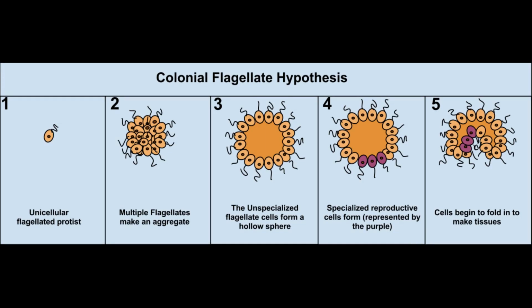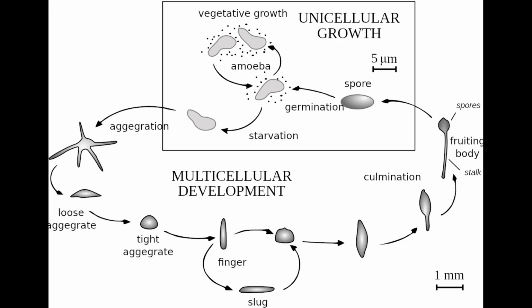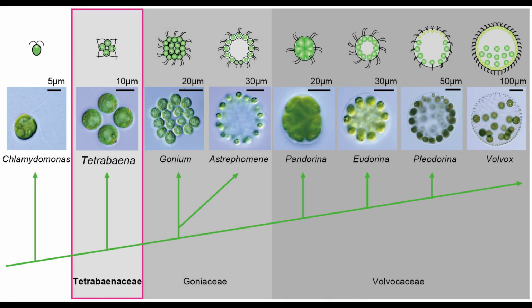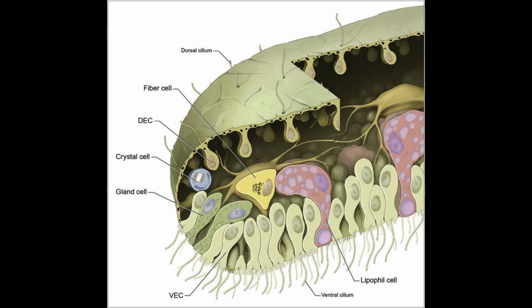The colonial theory, the idea that multicellular life evolved from groups of single-celled flagellates coming together. Dictyostelium discoideum, a unique amoeba that can act as a single-celled organism, a multicellular slug, or even multicellular fungi depending on its life stage. Volvocene green algae, a lineage often studied as a model for multicellularity, beautifully illustrating a possible evolutionary path for plants. Trichoplax, a simple multicellular animal with no symmetry, composed of only 6 cell types.